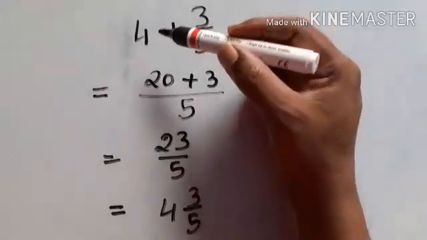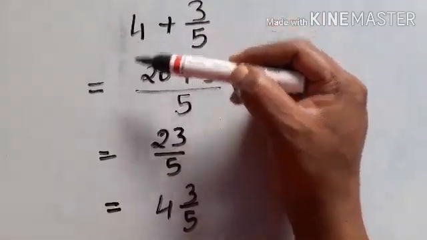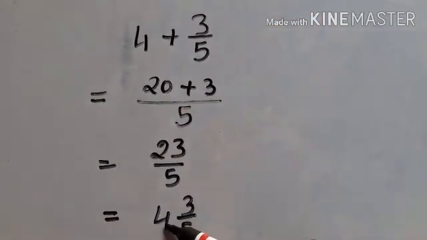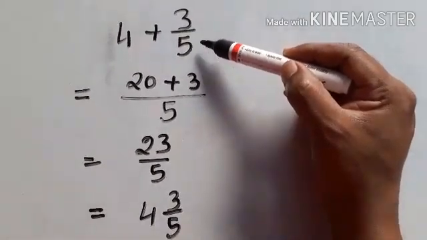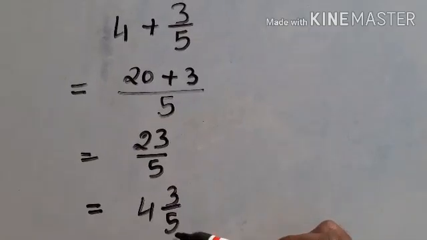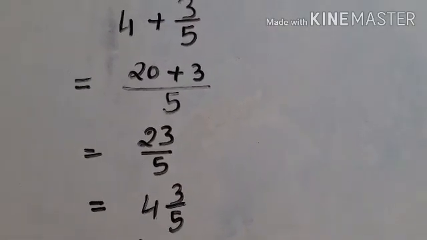You can see students, in the starting the whole number was 4. So in the mixed fraction, here the whole part is also 4. And the fraction is 3 by 5, and here the fractional part is 3 by 5 in this mixed fraction.